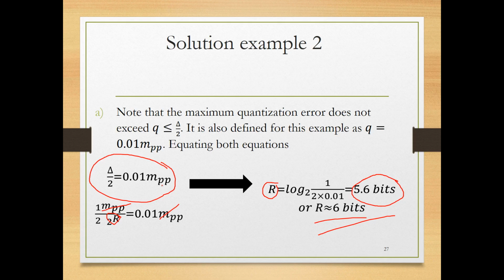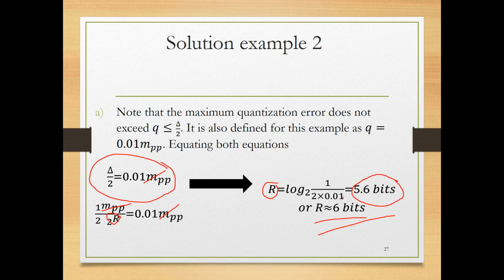I said the maximum quantization distortion should not exceed 0.01 of the peak to peak of the signal. You write delta over 2, which is the maximum distortion, less than or equal to 0.01 M peak to peak. And delta, I know, is equal to M peak to peak over 2 to the power R. M peak to peak with M peak to peak, they cancel with each other. You don't need to ask me in the exam that you didn't give me the maximum value of the signal, the minimum value of the signal. You must be able to know that these can cancel with each other. I don't need it. And even if I give it to you, you must not use it, because it will complicate your solution. That's the trick here, how to cancel M peak to peak, how to find the solution without knowing the amplitude of your message signal.